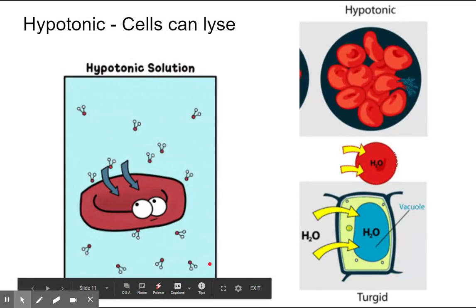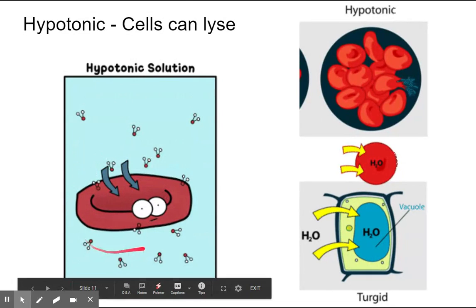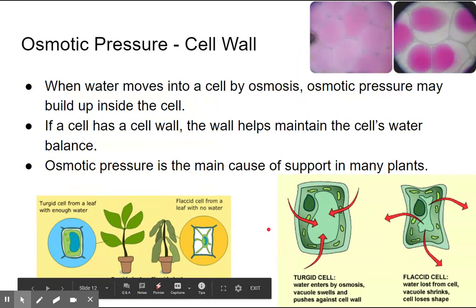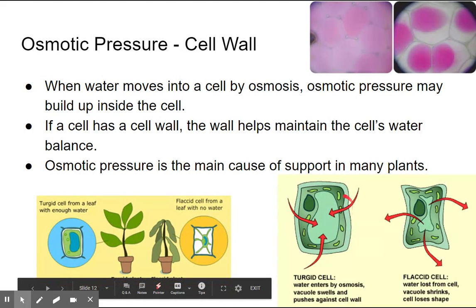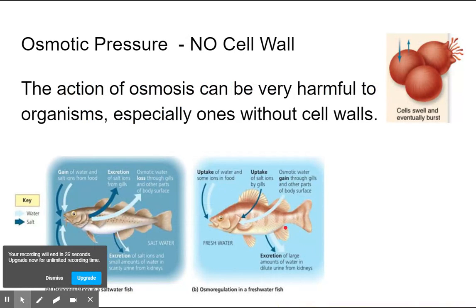Hypo makes a hippo. All right, so this is good for plant cells. They have a cell wall that helps them stand up when they get full of water, okay? And this is bad for animal cells because if they go in a hypotonic solution, they swell and they actually burst, okay? Because they don't have cell walls.